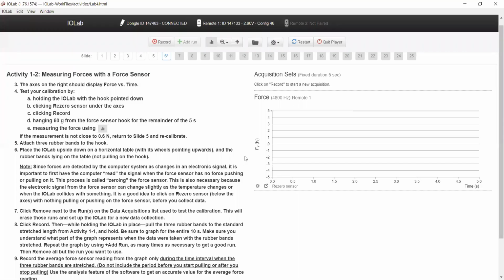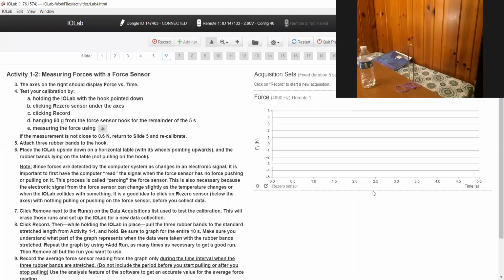Before doing the measurement of the forces, we are asked to check whether the calibration was right or not. We have the IOLab device, and they want us to hold it this way. Click on zero sensor. Then they want us to use 60 grams. I have this water bottle which I made to be 60 grams.